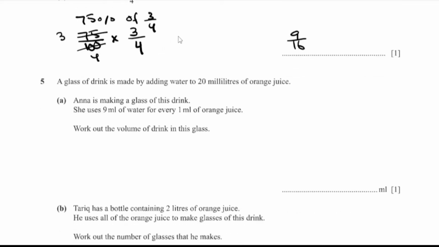Question number 5. A glass of drink is made by adding water to 20 ml of orange juice. Anna is making a glass of this drink. She uses 9 ml of water for every 1 ml of orange juice.